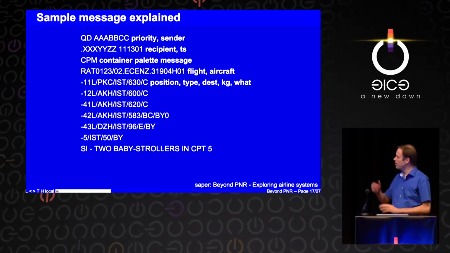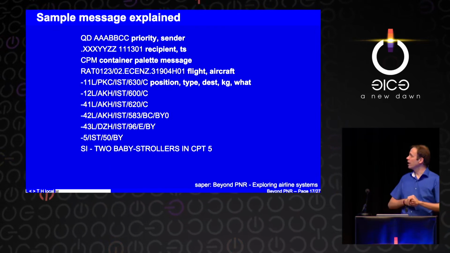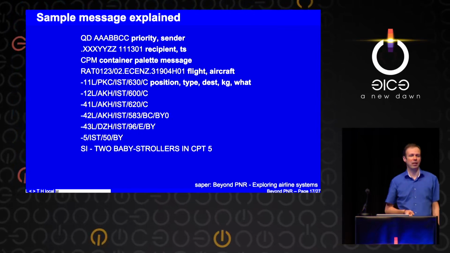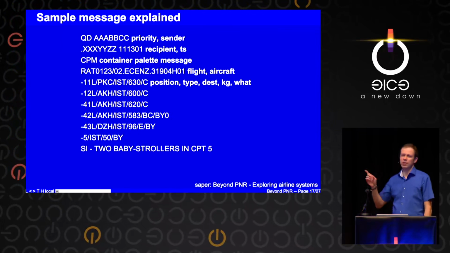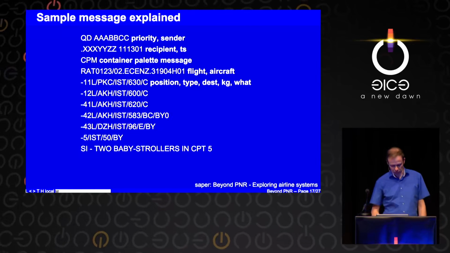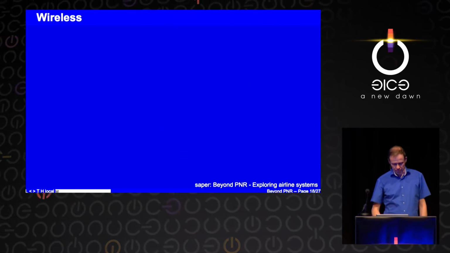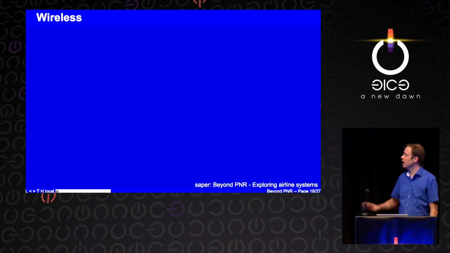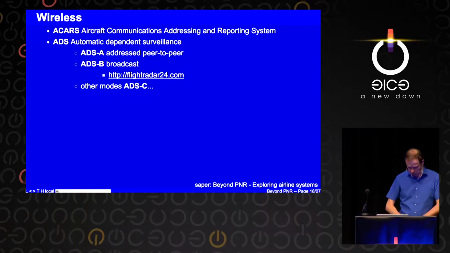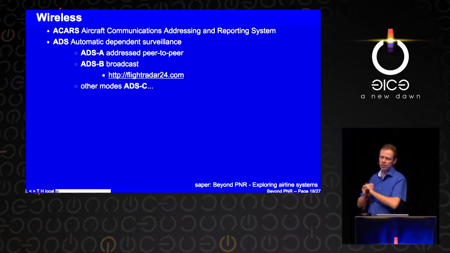And somebody put here a comment, 2 baby strollers in CPT5, which means we have two strollers to be unloaded. This will probably be the first thing that goes out of the aircraft, so passengers disembarking will get it. CPM is mostly written automatically by the system, but you can write free text, just like an email.